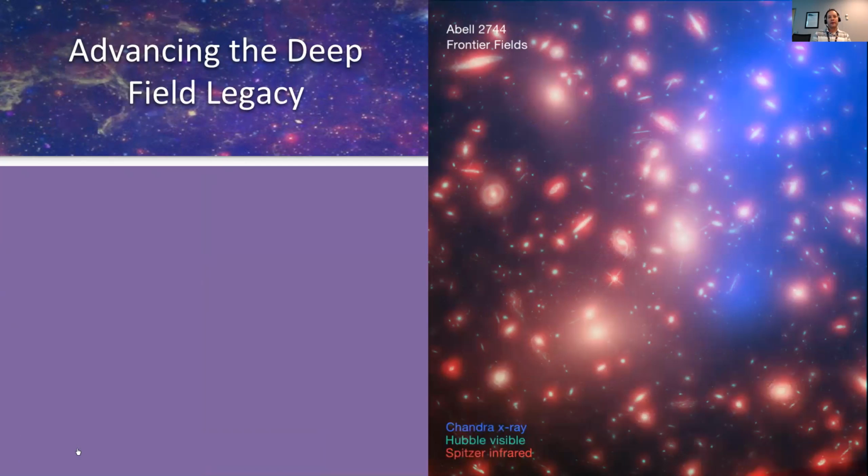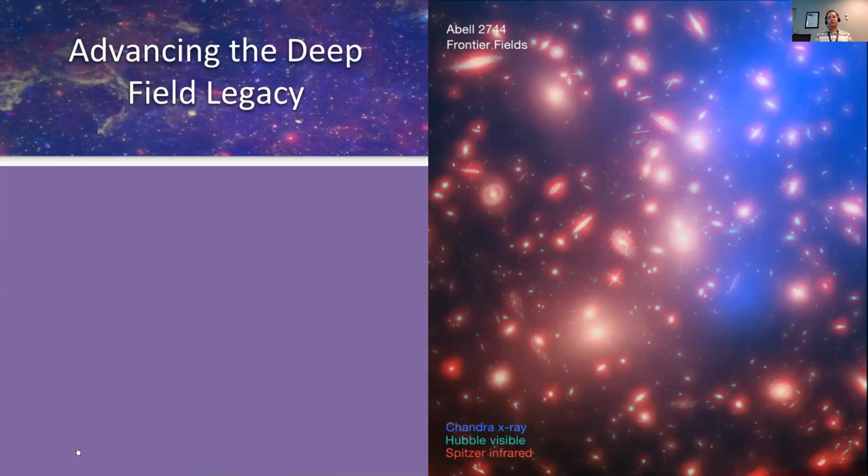So advancing the deep field legacy, looking back farther, this is one of the galaxy clusters you see here. It's called Abell 2744. Advancing the deep field legacy is important. What I'm showcasing here is the power of multi-wavelength astronomy, okay? Colored in green is visible light from Hubble, colored in red is Spitzer infrared, and colored in blue is Chandra X-ray.